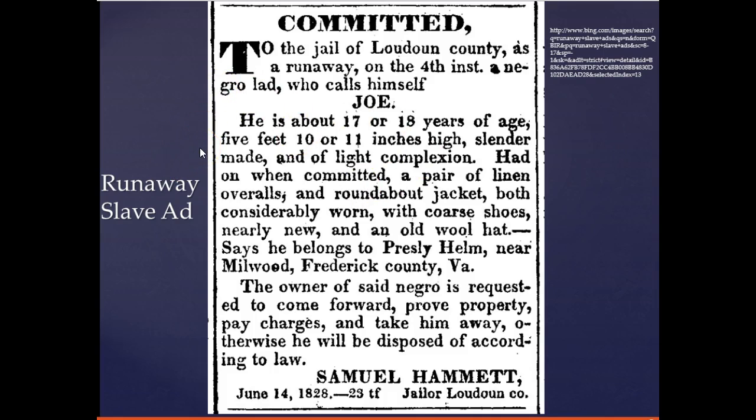This says, to the jail of Loudoun County, a runaway on the 4th instance, a Negro lad who calls himself Joe. He's about 17 or 18 years of age, 5 feet 10 or 11 inches high, slender made, light complexion, had on when committed a pair of linen overalls, a roundabout jacket, both considerably worn, with coarse shoes, nearly new, and an old wool hat. Says he belongs to Presley Helm near Millwood, Frederick County, Virginia. The owner of said Negro is requested to come forward, prove property, pay charges, and take him away. Otherwise, he will be disposed of according to the law.